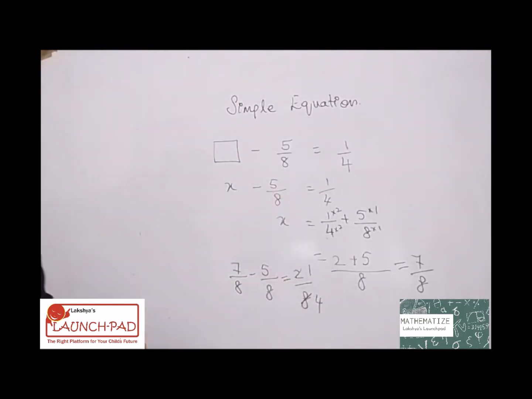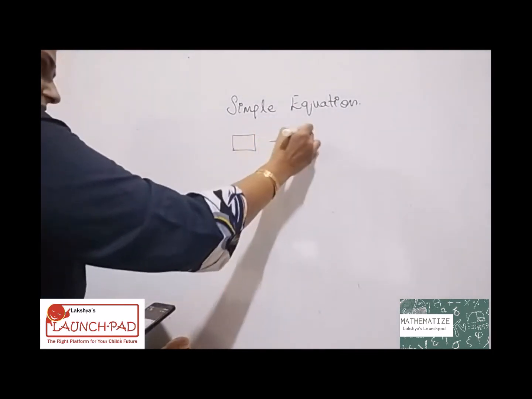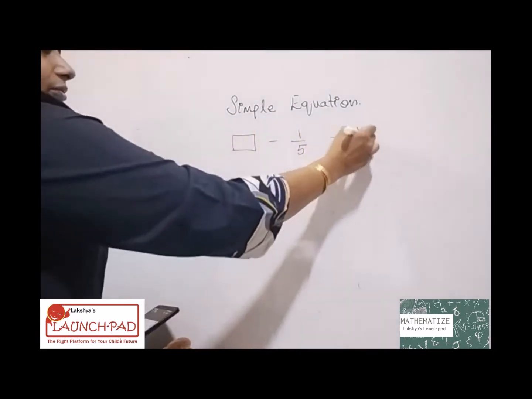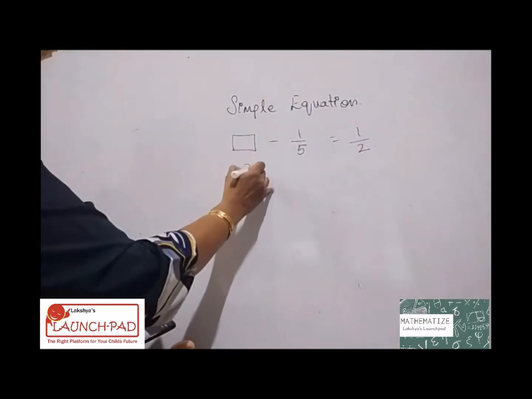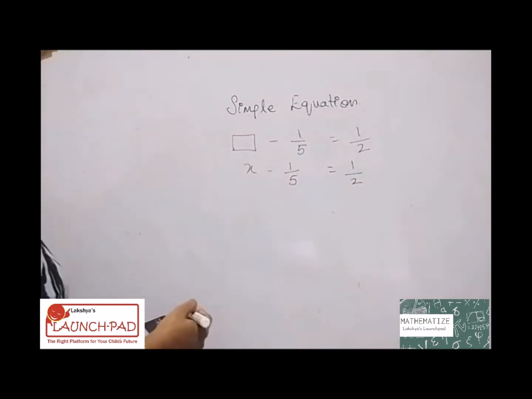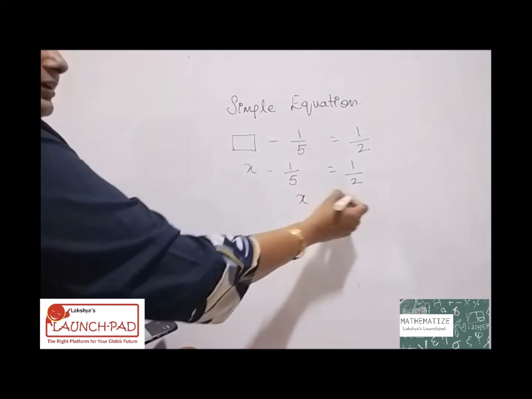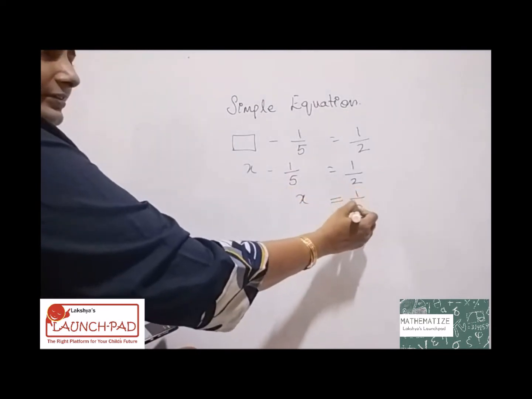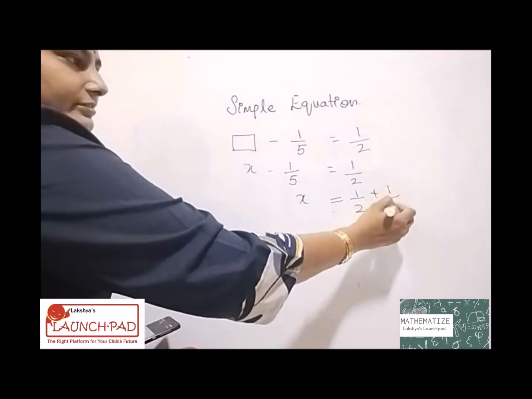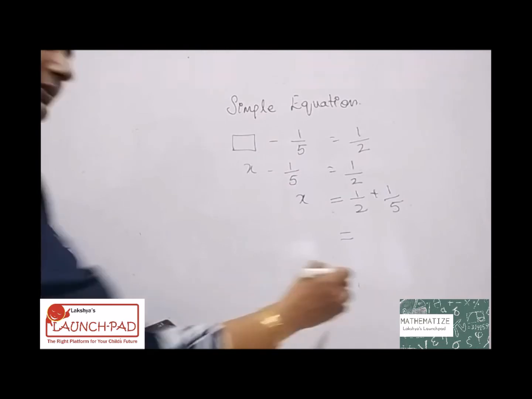So they have given x minus 1 by 5 is equal to 1 by 2. What will be my next step? Putting x equal to 1 by 2 plus 1 by 5. Correct. Now, what is the LCM? 10. Correct.